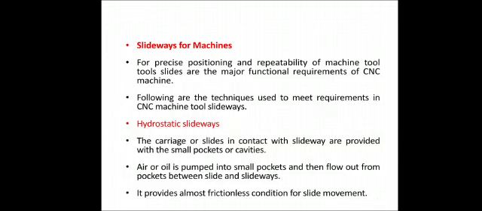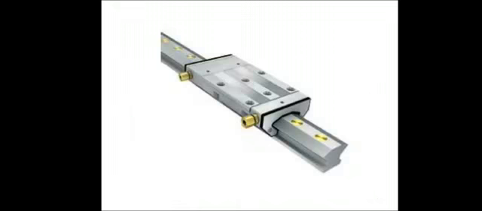Next point is slideways for machine. For precise positioning and repeatability of the machine, tool slides are the major functional requirement of the CNC machine. Following are the techniques used to meet requirements in the CNC machine tool slideways. First one is hydrostatic slideways. In that, the carriage or slides in contact with the slideway are provided with small pockets. Air or oil is pumped into the small pockets and flows out from the pockets between slides and slideways. It provides an almost frictionless condition for slide movement.